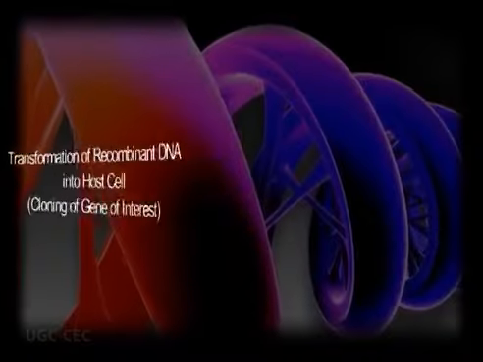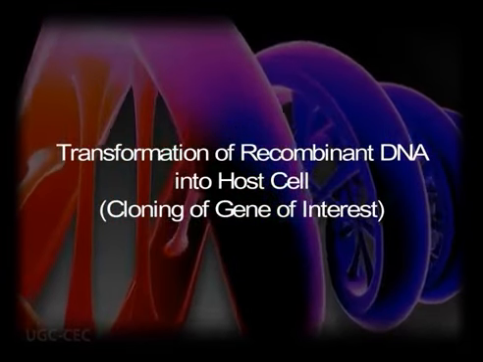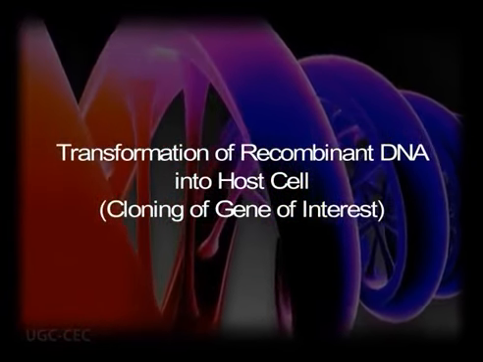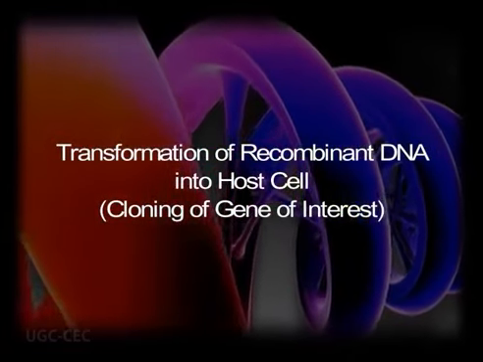Then the third major step in recombinant DNA technology is the transformation of recombinant DNA into host cell. This process is actually called gene cloning. During transformation, the recombinant vectors are mixed with the host bacterial cells so that each host cell takes up a recombinant DNA molecule. If phages are used as vectors, then the recombinant phage particles are allowed to infect E. coli host cells. These phages then transfer their recombinant DNA into the host cells.